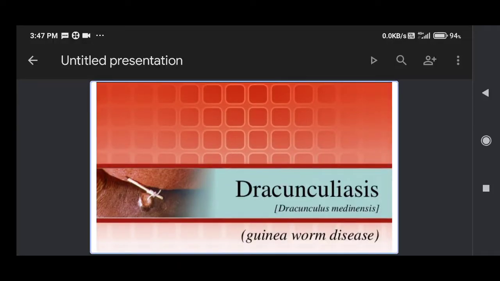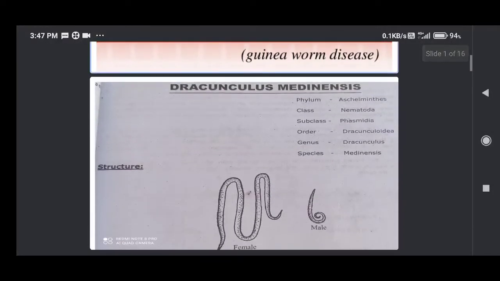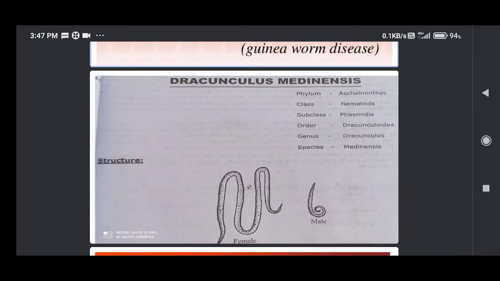Dear students, today we discuss the Dracunculus medinensis life cycle. This is also called guinea worm. First of all, we discuss the systemic position.